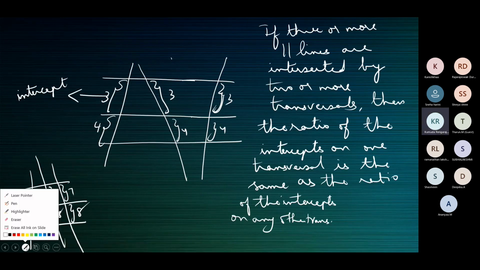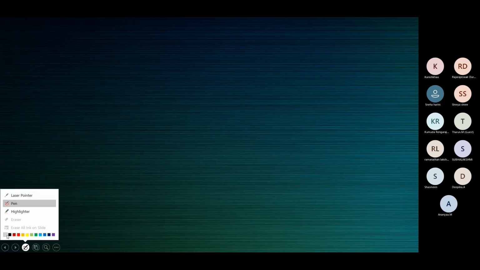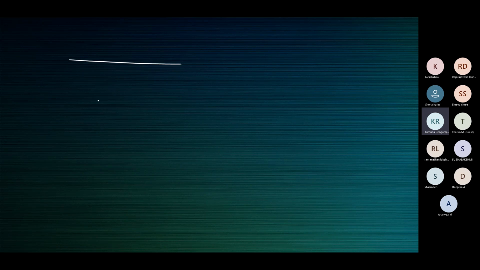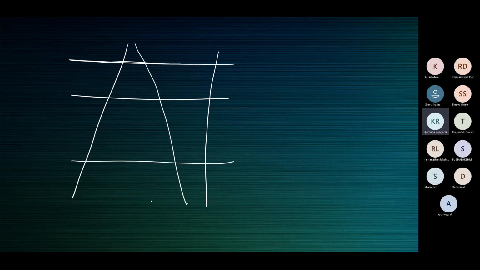Let me write this again. We have three parallel lines, children. Now these are three parallel lines. Next, you can take any number of transversals. I'm taking according to this situation. There are three transversals. 1, 2, 3. 3 transversals.